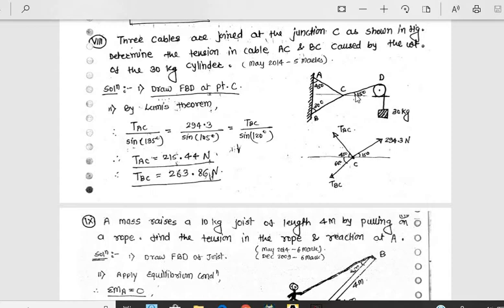Now just draw the free body diagram: cut this AC, show it by a tension force, cut this BC, show it by a tension force, with angles 60, 45 and 50. Okay, by Lami's theorem.